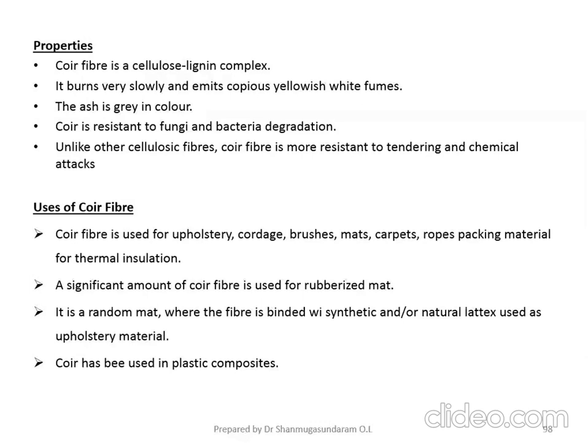Now let us see the uses of coir fiber. Coir fiber is used for manufacturing upholstery materials, brushes, mats, carpets, rope, and packing materials for thermal insulation. A significant amount of coir fiber is used for rubberized mats. This fiber is also blended with other fibers. Even you can mix it with rubber, then you can make it a composite material. Similarly, this coir fiber can be mixed with plastics, then you can produce composites out of the materials.